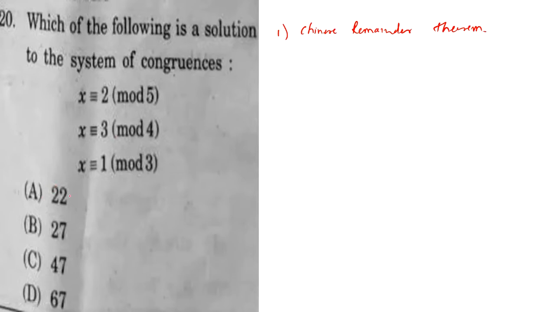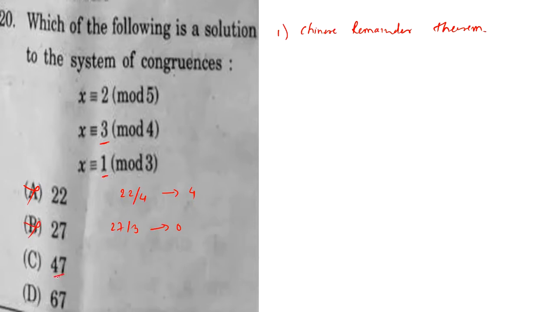If you divide 22 by 4, what will you get? You will get 4 as quotient, but here the remainder is 3, so the first option is incorrect. Second, 27: if you divide 27 by 3, you get remainder 0, but here I want remainder 1, so this option is also incorrect.